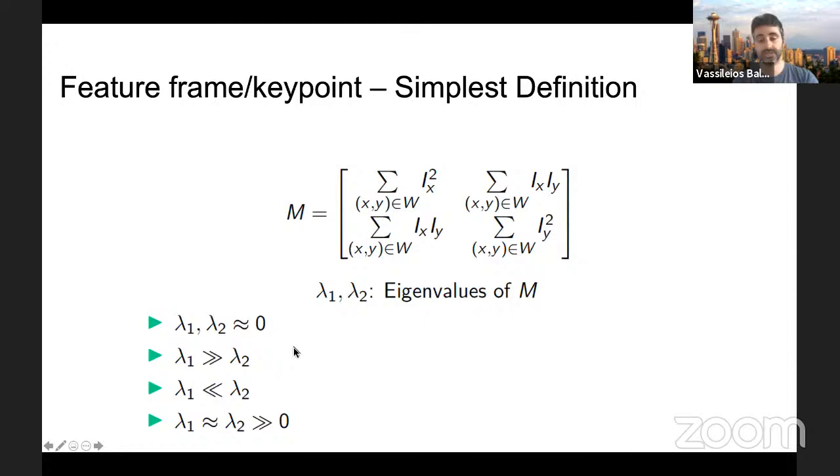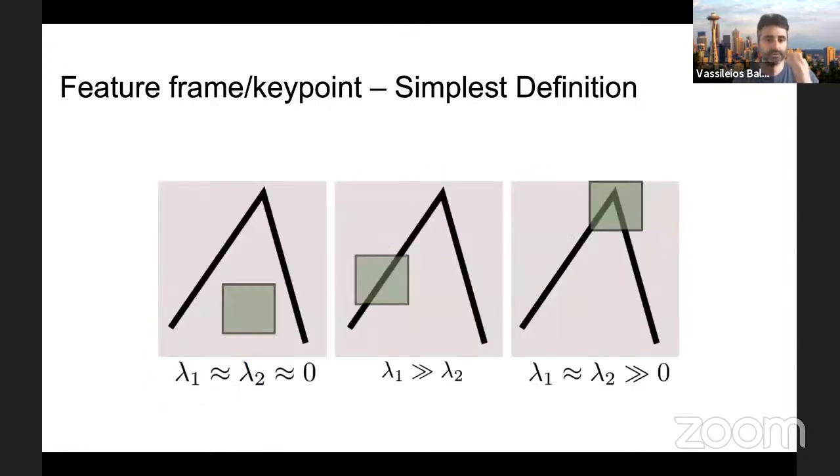So how does this translate in terms of interest points? You can see it here. If both eigenvalues are 0, then it probably means we're in a uniform area. So this is definitely not an interesting point. If one of them is much higher than the other, then we're probably along an edge.